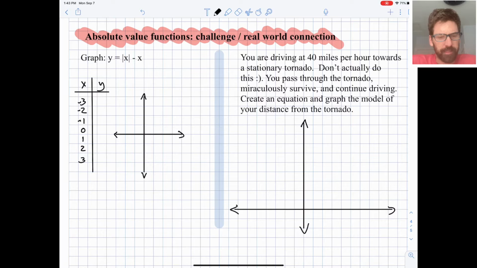So we'll first take the absolute value of x, and then we'll subtract away what x is. So the absolute value of negative 3 is 3, and then we'll subtract away a negative 3 to get a 6. The absolute value of negative 2 is 2, and subtract away a negative 2 is adding positive 2, gets us a 4. This is going to turn into a 2, and that's a 0.